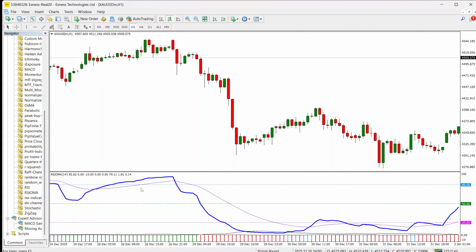This overview from the Forex Geek highlights how applying RSI to a moving average instead of raw price can provide clearer momentum signals and trend identification.